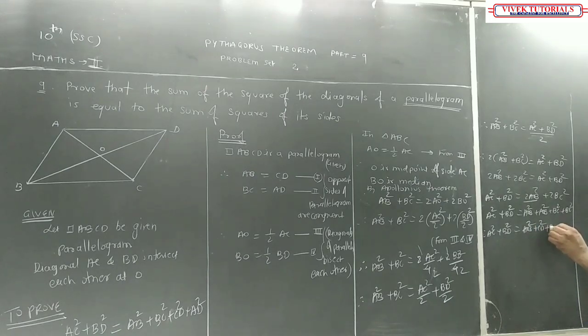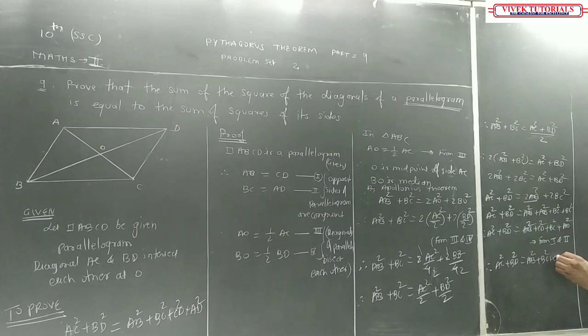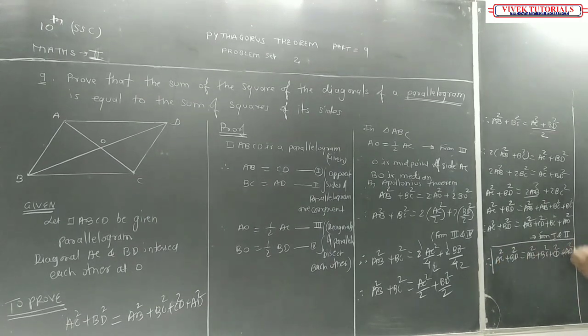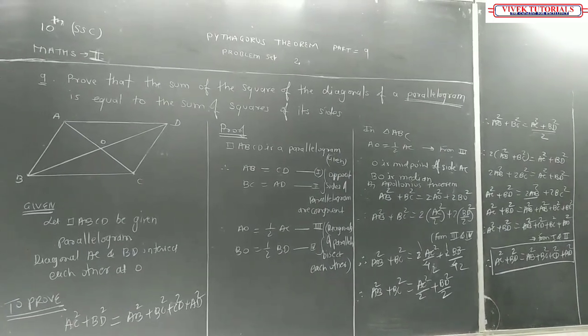BC square is okay. But instead of the other BC square, I can write AD square. You got it? Then we are going to write from 1 and 2. Therefore, AC square plus BD square is equal to AB square plus BC square plus CD square plus AD square. This we are going to put in a box, and that is the final answer. You got it? Have you understood now?